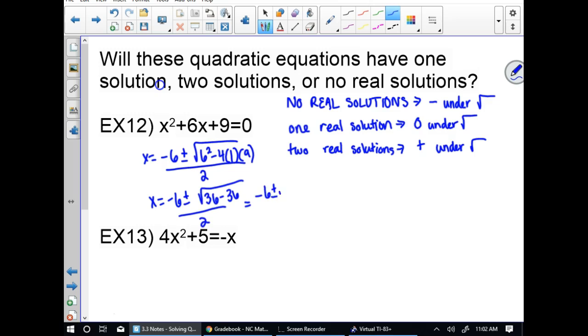Very good. So if all they're asking for here is 1 or none, you just say 1. When you see that 0 underneath that square root, that tells you one solution. Because if you add 0 or subtract 0, you get the same number, right? So really, all you got to look at is this part underneath the square root. If you get 0, it's only one real solution.